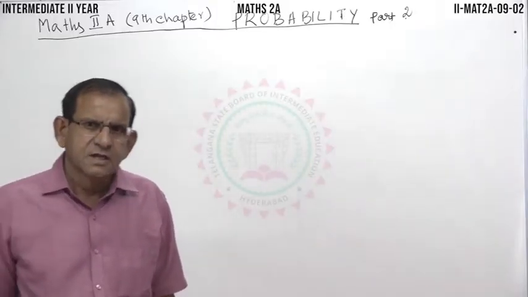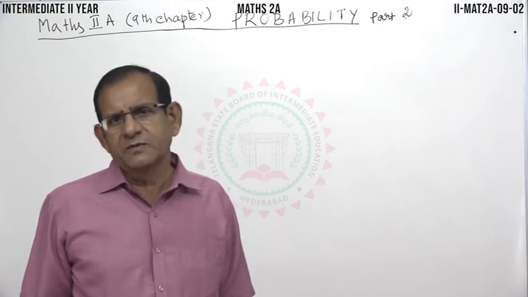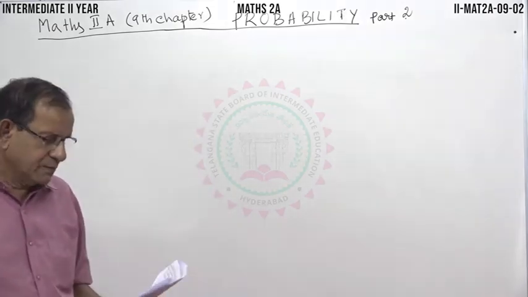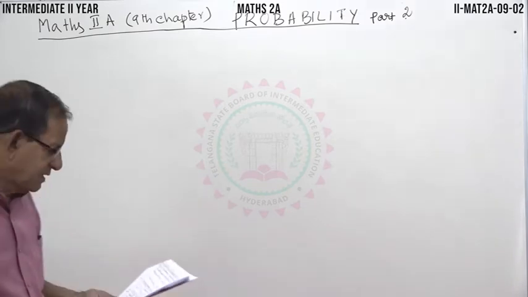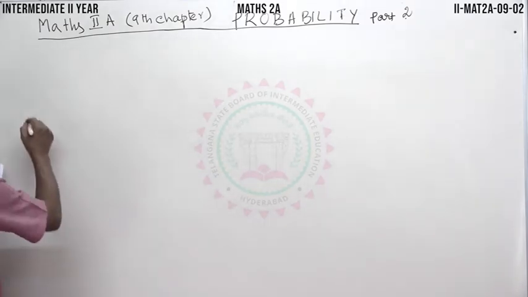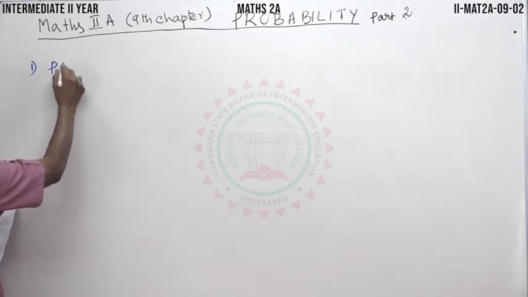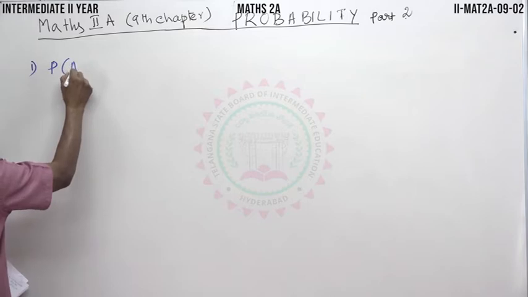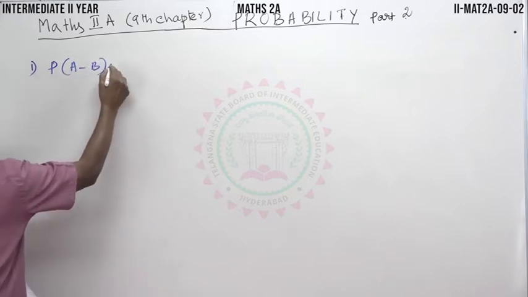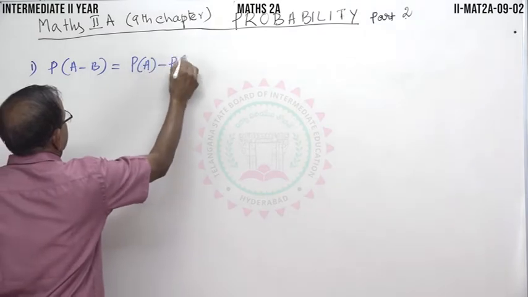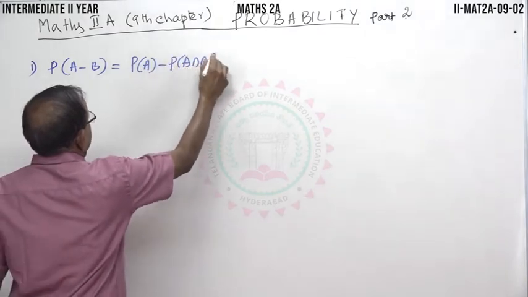Dear students, now I am starting the second part of probability. Now we have got two more concepts. One is P of A minus B is equal to P of A minus P of A intersection B.